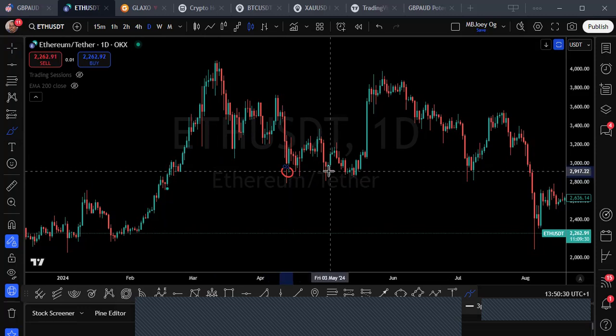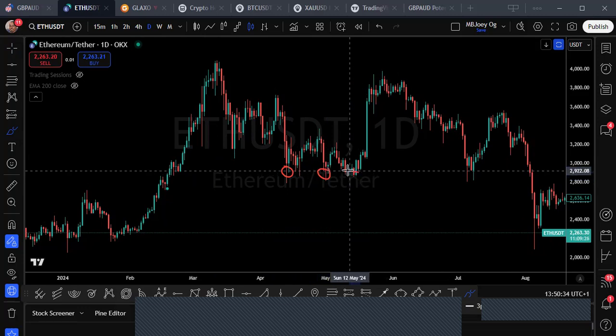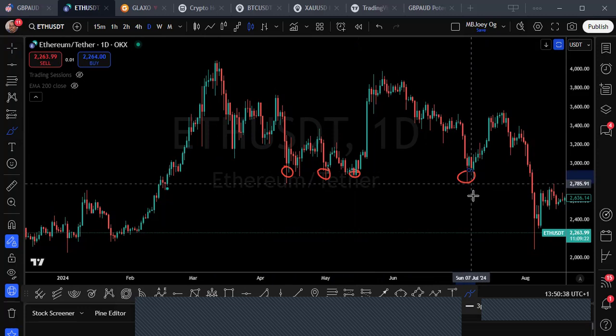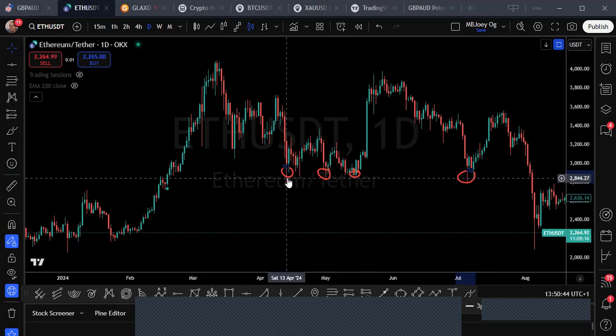There's the one. There's another one beside it. Yes. Then there's one further away. There's even one. Then there's another one. Good. So it's easy for you to actually spot. Why? Because it's just an area of significant turnaround.